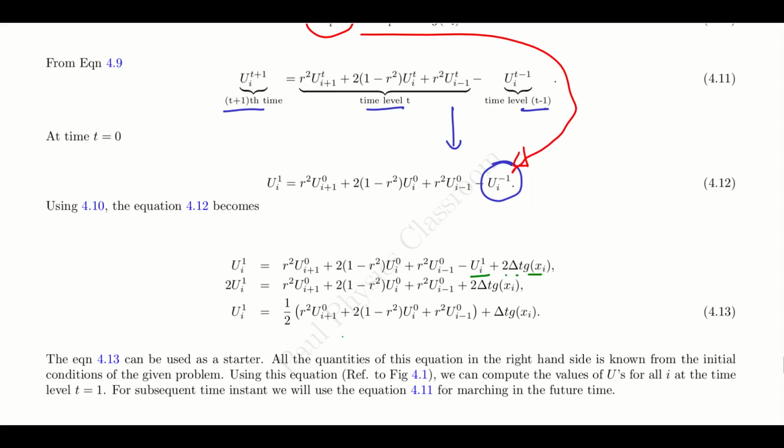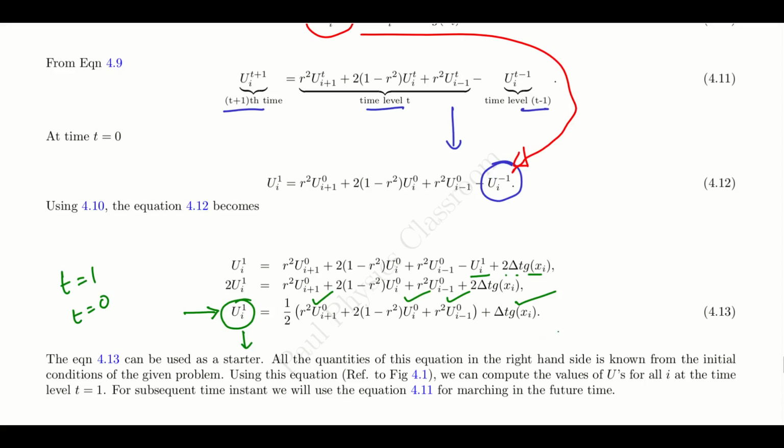After just cleaning up, you will get u_i at one level of time, that means t equals 1, from t equals 0. Because at t equals 0 all these quantities are known from the initial condition, and this is known from the given function. That means u at time level 1 is known. This is called the starter equation.